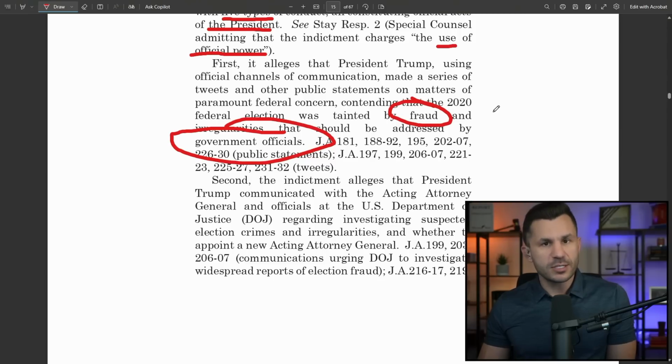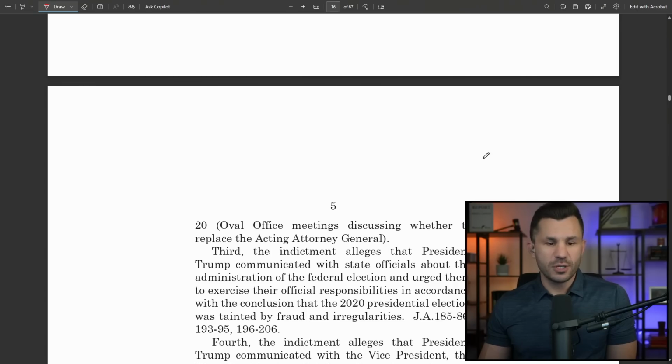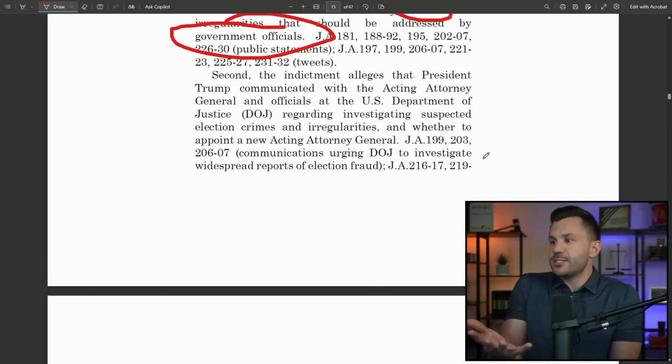We don't want our president, that is the enforcer and the executor of the laws, to allow our elections to be rigged and stolen. Second, Jack Smith's indictment alleges that Trump communicated with the acting attorney generals and officials at the DOJ regarding investigating suspected election crimes and whether to appoint a new acting attorney general. Again, all those communications were his lawful rights within his powers.